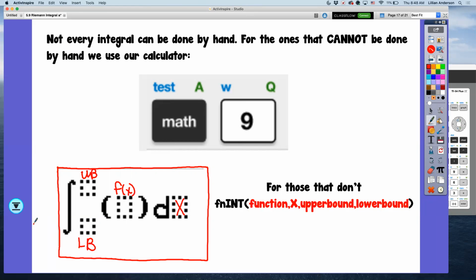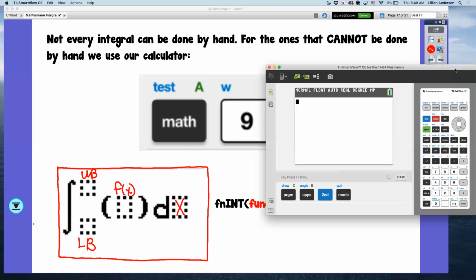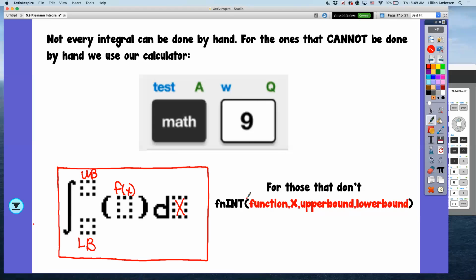Now for some of you, see me, you won't have this feature. So this is the order in which you put it in. When you go to math 9, it's going to pop up FNINT. You type in your function, comma, you type x, comma, so that it knows it's doing it with respect to x, the upper bound number, comma, the lower bound number, and then close off parenthesis. So that's for those who do not have that feature. We're going to check our answer from the problem of the day using this feature.